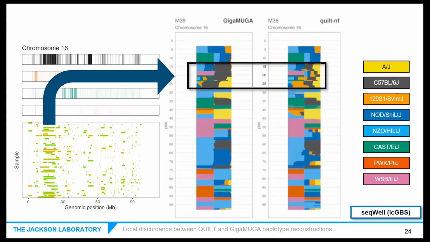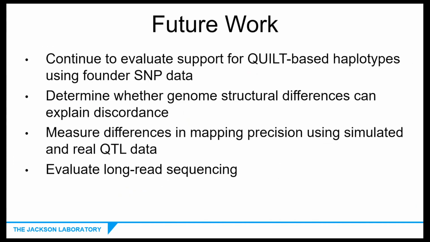So for future work, we want to continue to evaluate support, like I said, to make sure we're actually picking up real recombination events, and also determine whether newly identified and characterized structural variations in the CC founders can explain this discordance. We would also really love to test empirical data: get a bunch of DO mice and do some pretty high-powered, but just enough power, QTL mapping and see if our peaks actually move with these new haplotype reconstructions. And we also would like to evaluate the possibility of long read sequencing as it becomes cheaper.